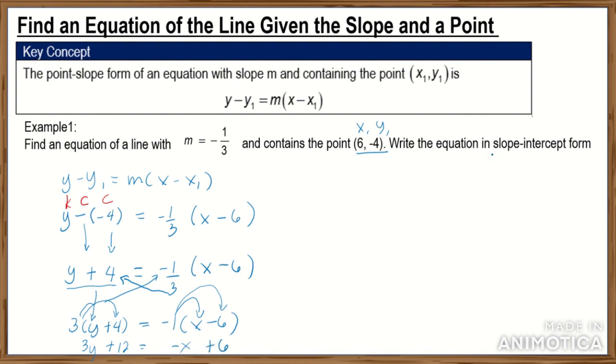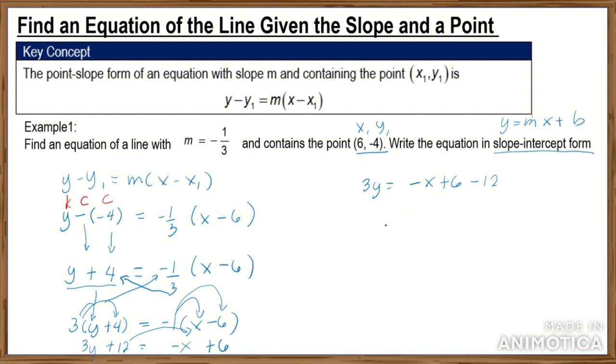Now you are asked to write the equation in slope-intercept form. What is the slope-intercept form of the equation of the line? We have y is equal to mx plus b. So, we are going to isolate 3y first on the left side. Then on the right side, we have negative x plus 6. Then we are going to transpose positive 12 to the right side. Positive 12 becomes negative 12. And the idea of transposition is by adding the additive inverse of positive 12 to both sides.